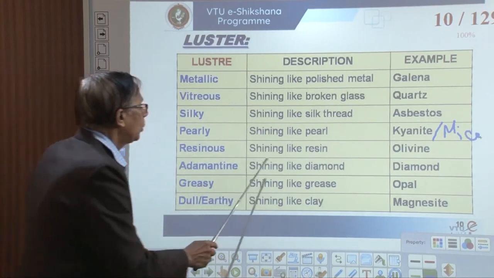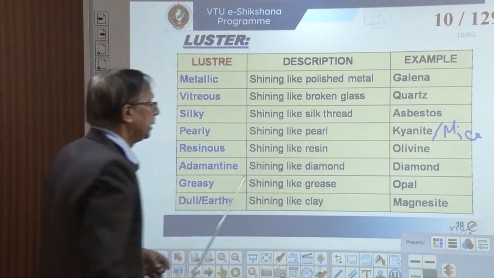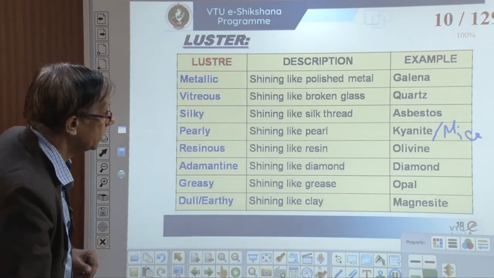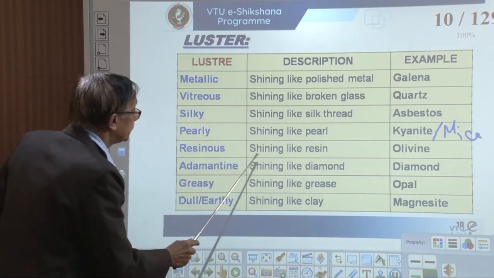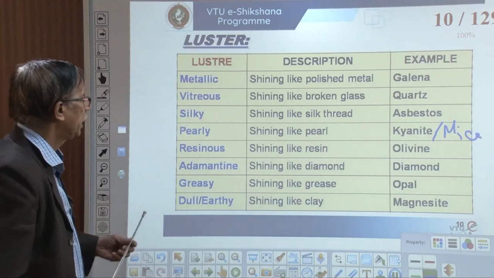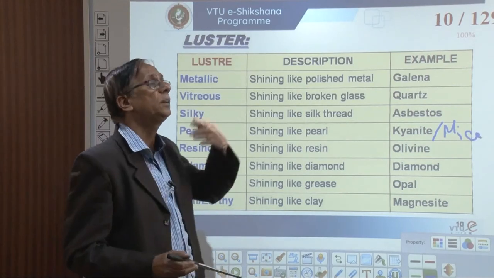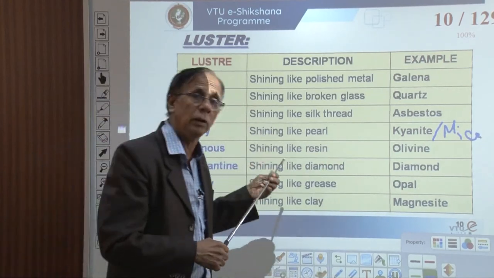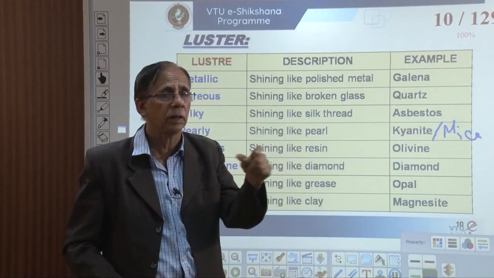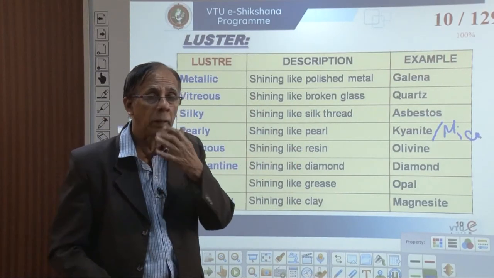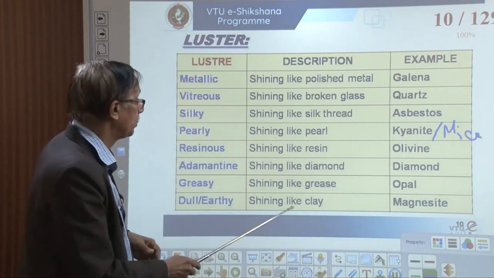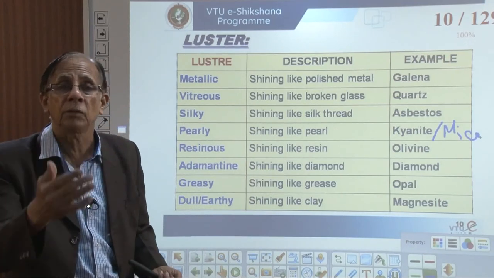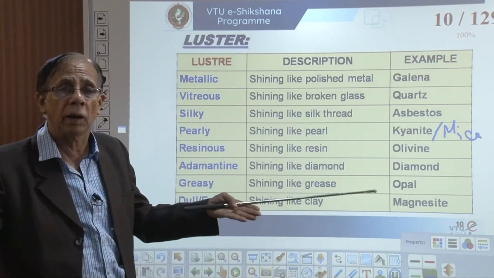Resinous. Resin cloth, we know, olivine is that kind of mineral. I have shown earlier some green minerals, like I have said olive green, that gives this kind of shining property. Adamantine means the highest degree of shining, because of total internal reflection. Just now I mentioned quartz also can have a similar transparent habit, hexagonal like. Diamond also can have, but diamond shines in a different way because of its total internal reflection attributed to strong atomic packing.